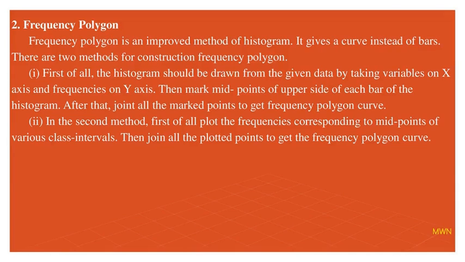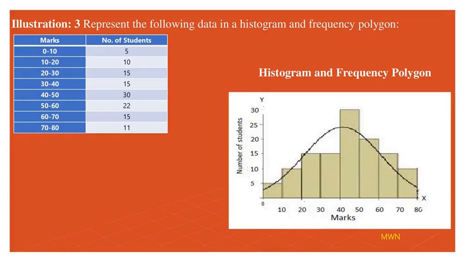Then the frequency polygon. Frequency polygon is an improved method of histogram. Here you will get one curve only. The histogram should be drawn first, and after that the curve should be drawn over the histogram. That is a frequency polygon. Marks and number of students have been taken, and the histogram has been drawn, and the curve has been drawn on the basis of the histogram.